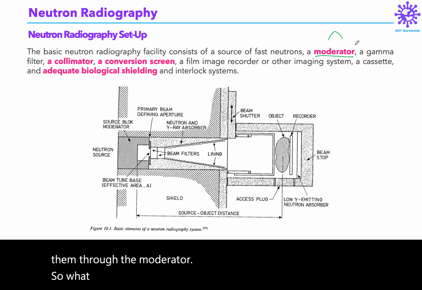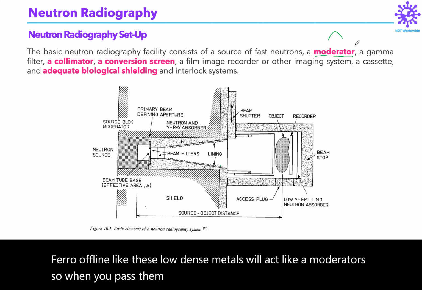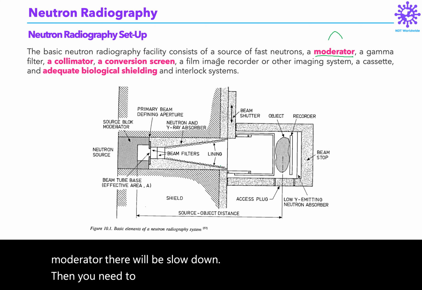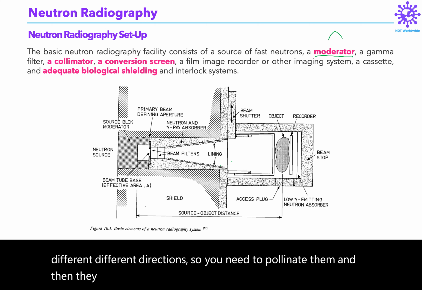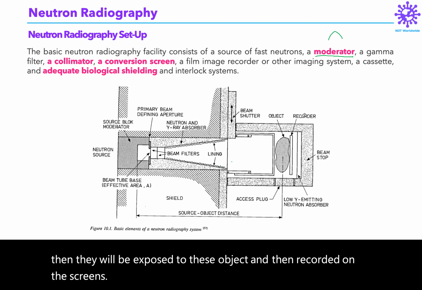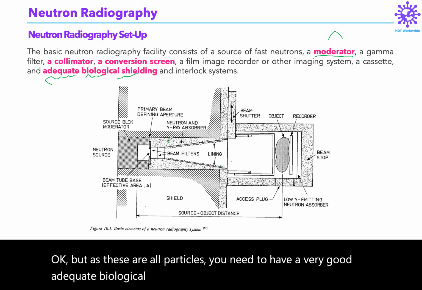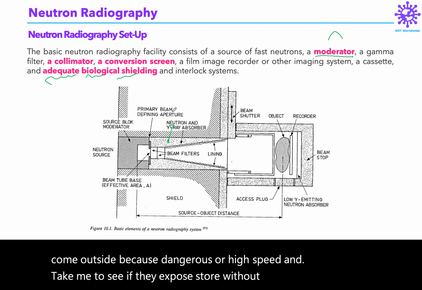What type of moderator do we use? Like water, graphite, carbon, paraffin, these low dense materials will act as moderators. When you pass these fast neutrons through the moderator, they will be slowed down. Then you need to collimate, because these particles will scatter in different directions. So you collimate them, and then they are exposed to the object and recorded on the screen. Okay, but as these are all particles, you need to have very good, adequate biological shielding, meaning the particles should not come outside, because they are dangerous, very high speed, and dangerous if exposed to the human body.